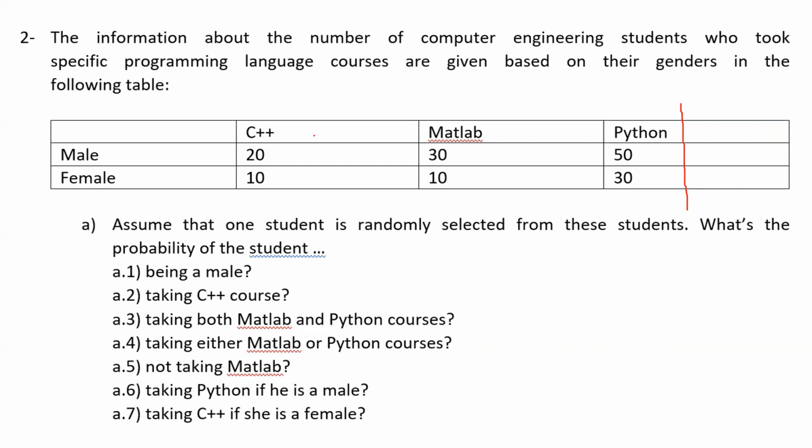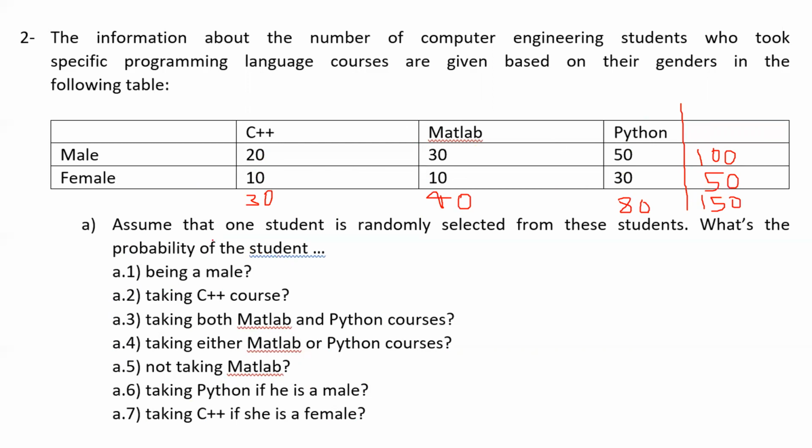First, I need to find the summation of the marginals. So 20 plus 30 plus 50, this is 100. So let's find all the summations. So for the second row, we have 10 plus 10 plus 30, it will be 50. And 100 plus 50 will be 150. So we will have 150 students in total. And what about columns? We can do that too. So 30 of them took C++, 40 took MATLAB, and 80 took Python.